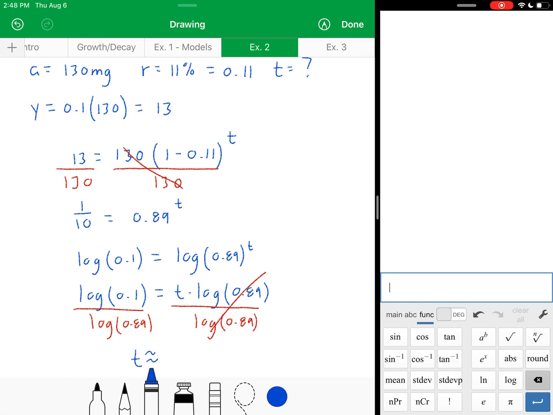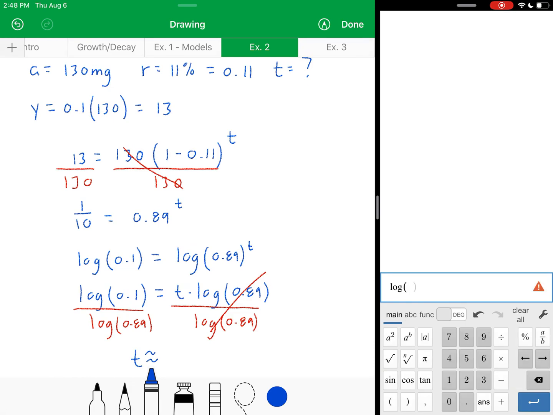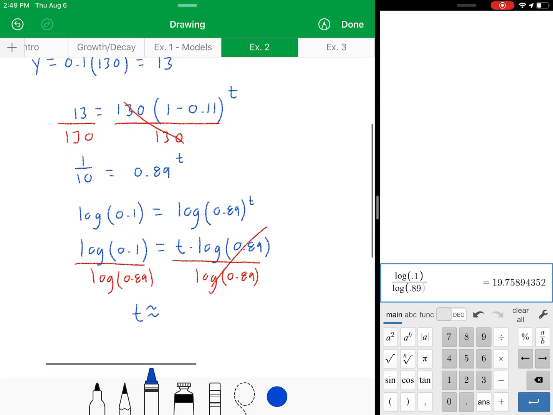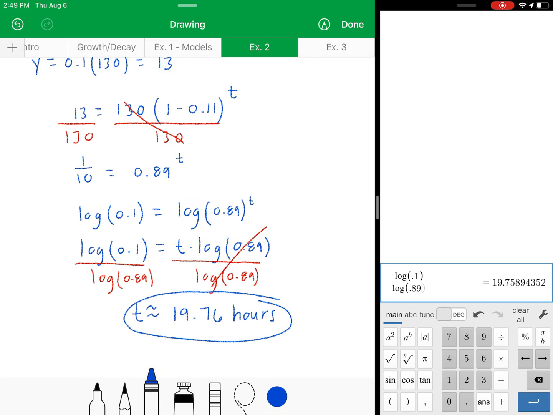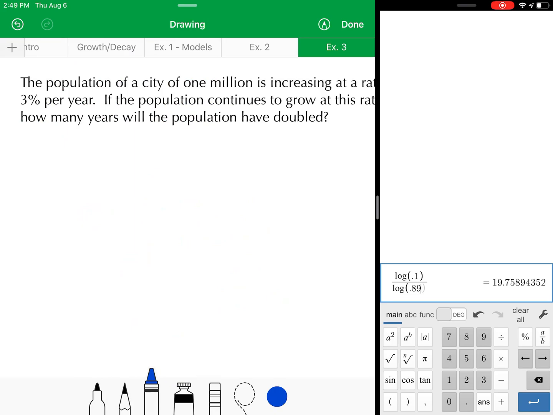All right, so common log 0.1 divided by common log 0.89. I'm ending up with 19.7576 hours. So it's going to take the better part of a day for that caffeine to work through your system. All right. Okay, next example.